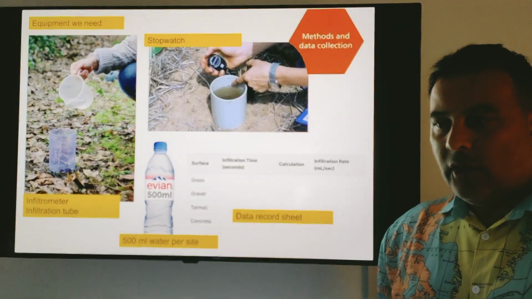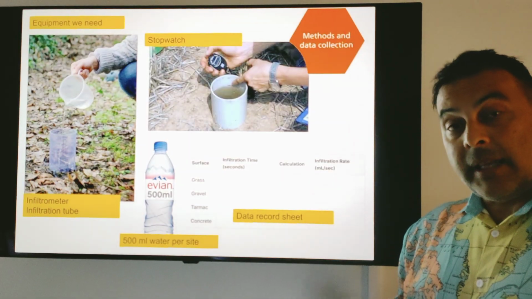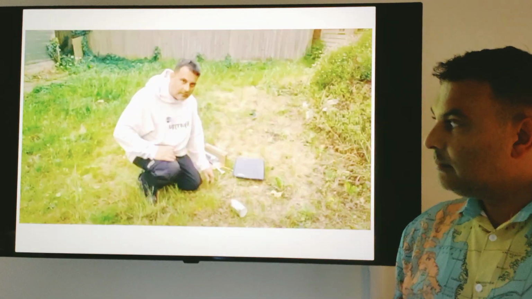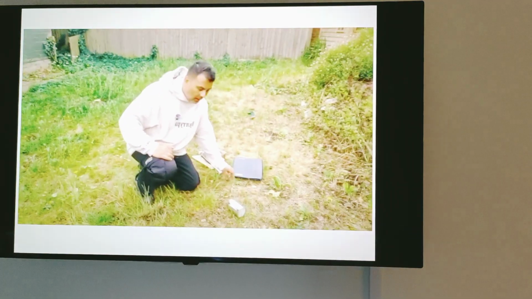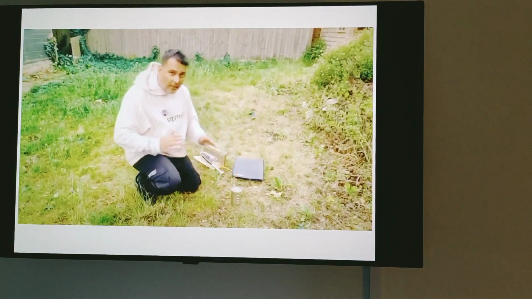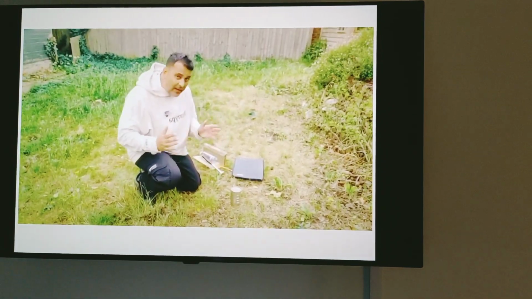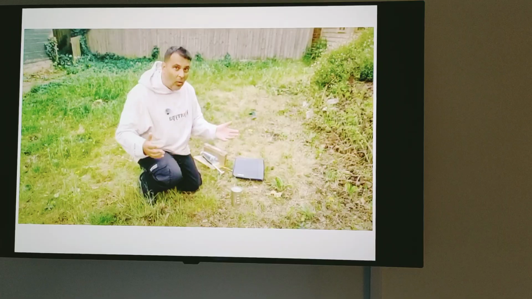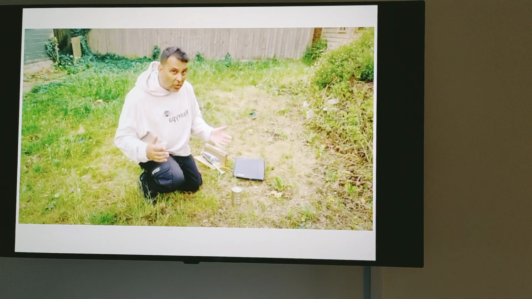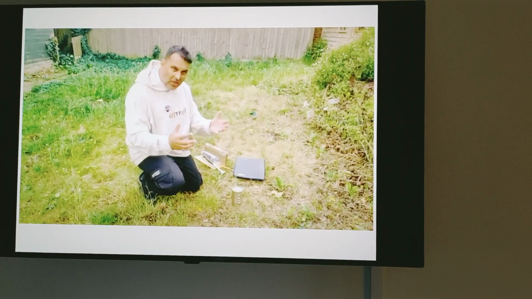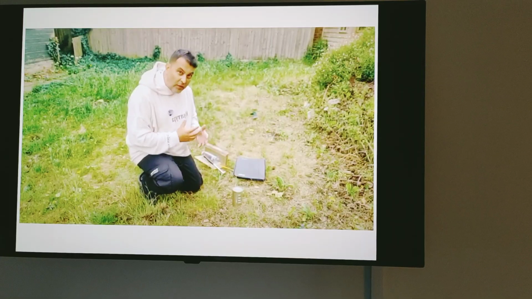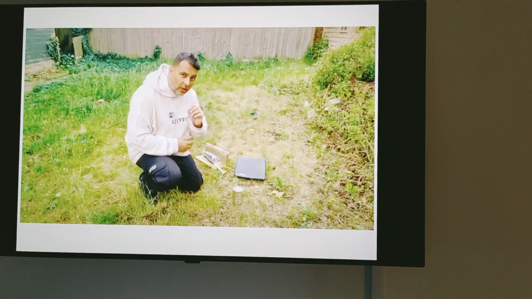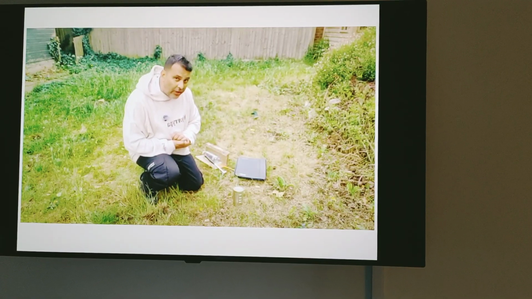Now let's have a look at how this might be carried out in the field. Hi guys, you can hear me, it's a little windy out here, a little bit cold, but all weathers are great weathers when you're a geographer to be outside and especially to do investigative research and field work. So we're going to do a little bit of field work today on infiltration rates.